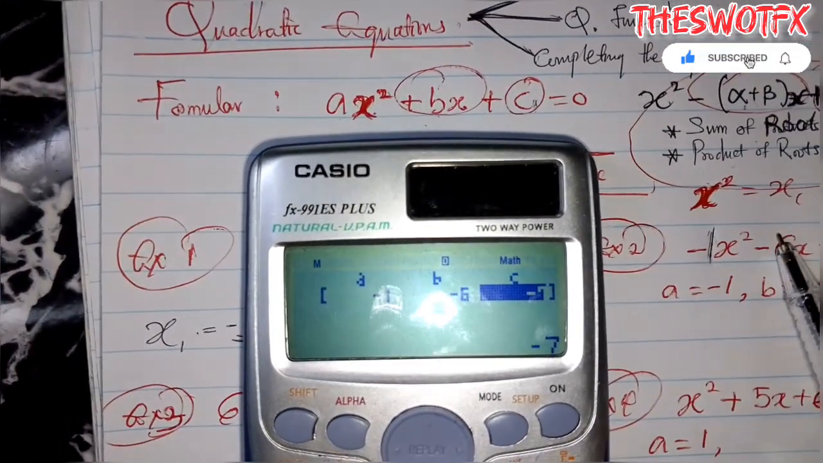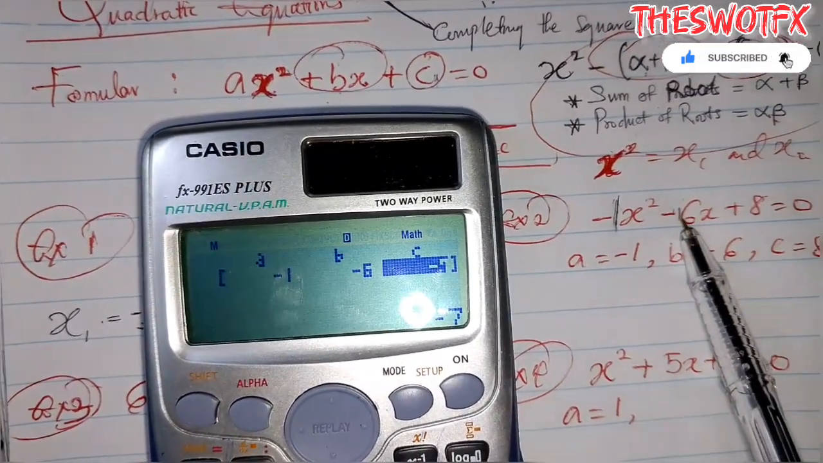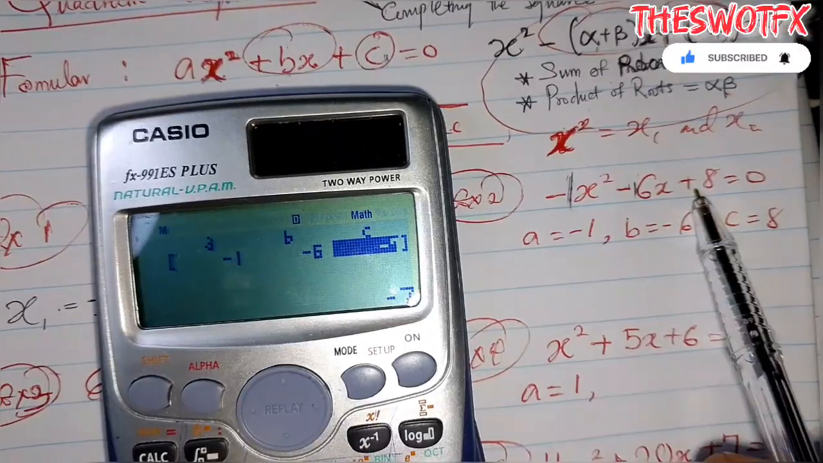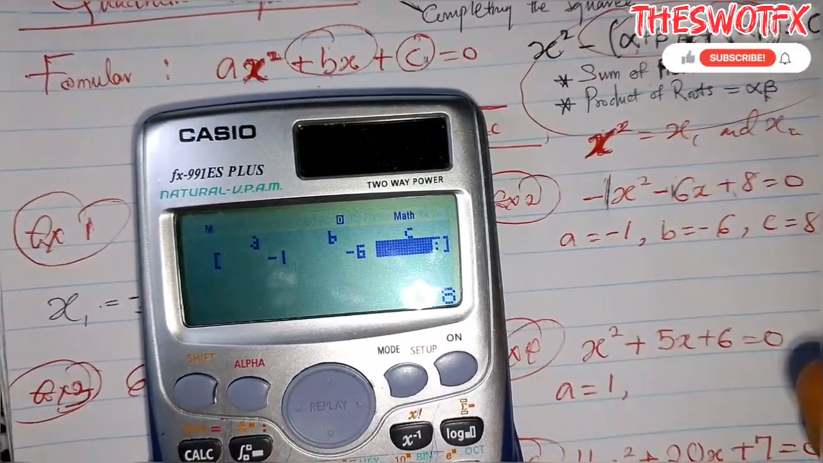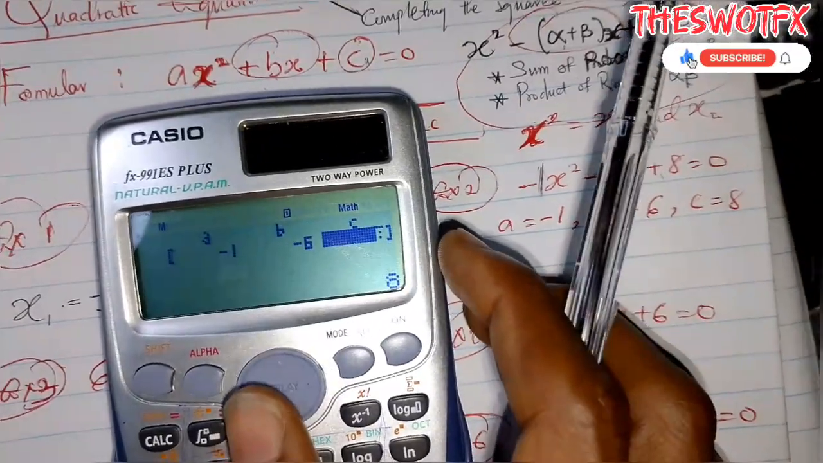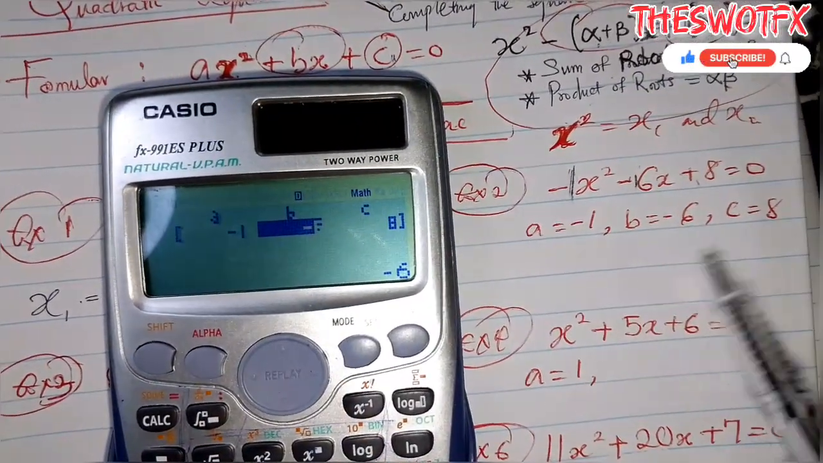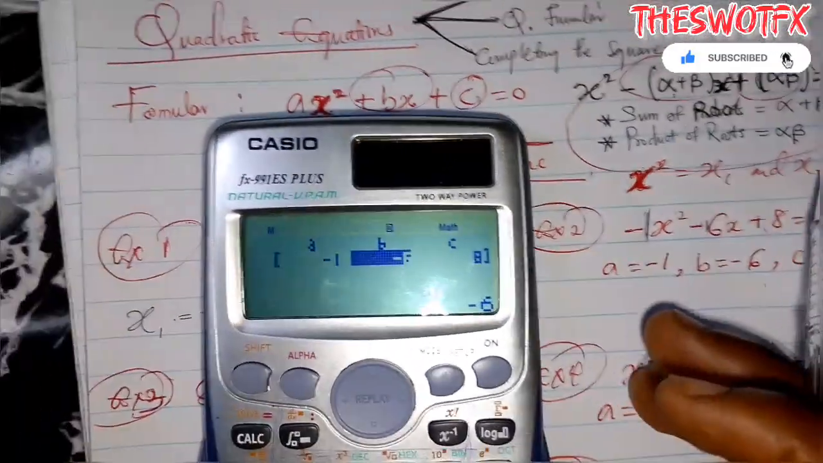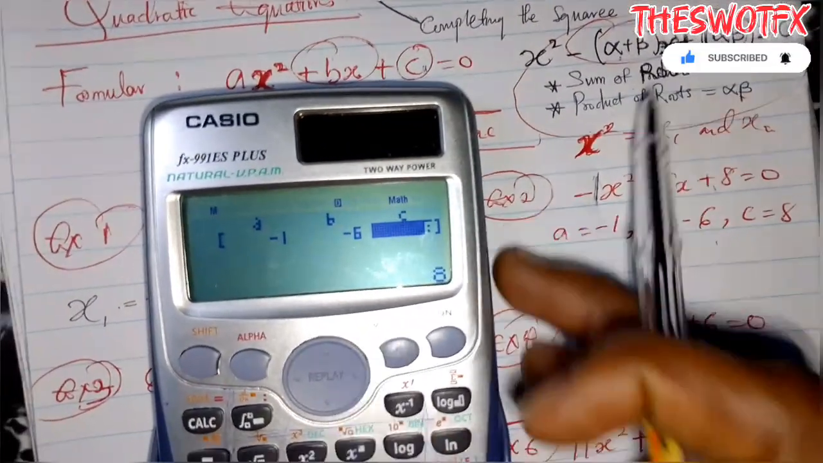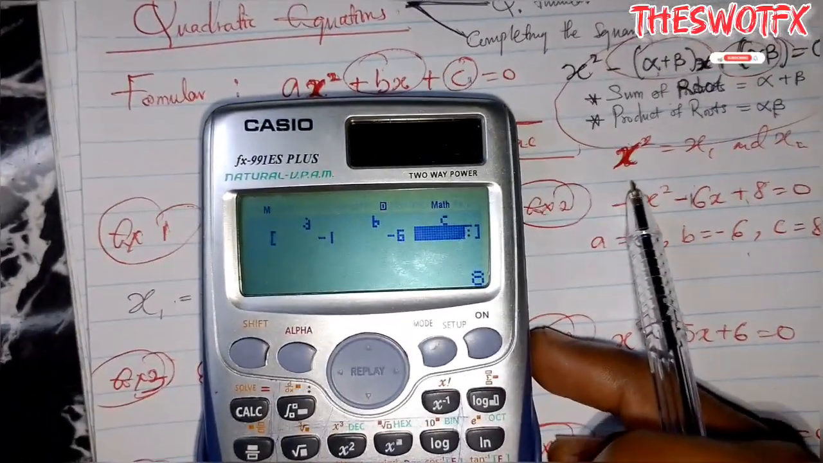Can you see the -6 is now where our B is? Then the next one is +8. You can just put 8, then press equals to. So can you see the 8 is now where C is? So all you just need to do is to take it back, then press equal to again.